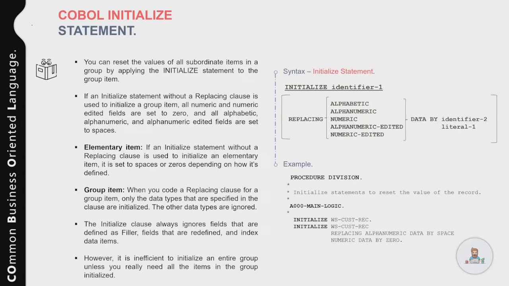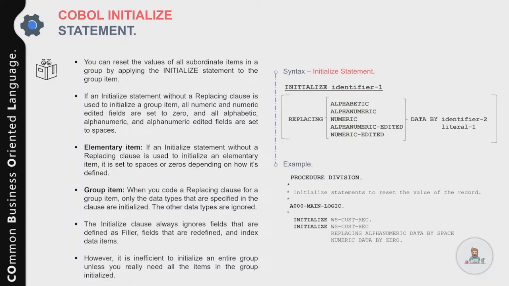In the first initialize statement, I've used the initialize word followed by the actual group variable name. In this case, I did not use any replacing clause. So this is the simplest variant of an initialize statement. When this statement is executed, it will automatically initialize or reset the value of elementary items based on the data type that you have used.